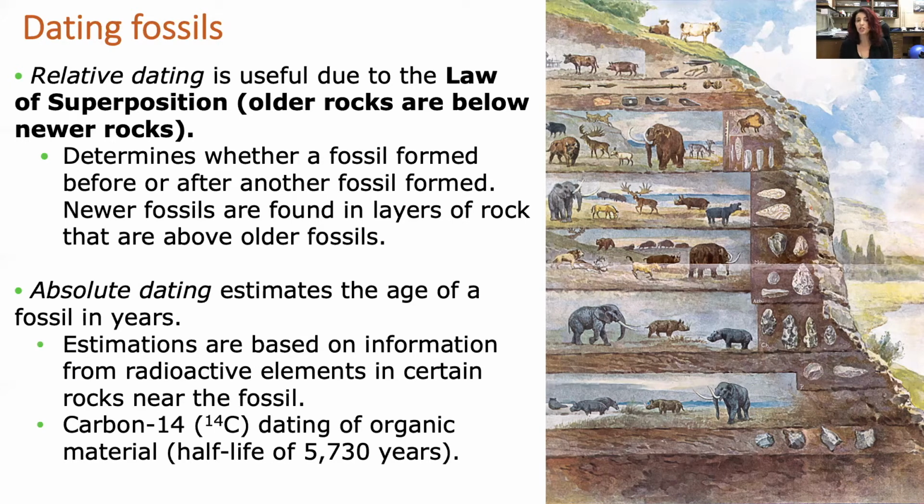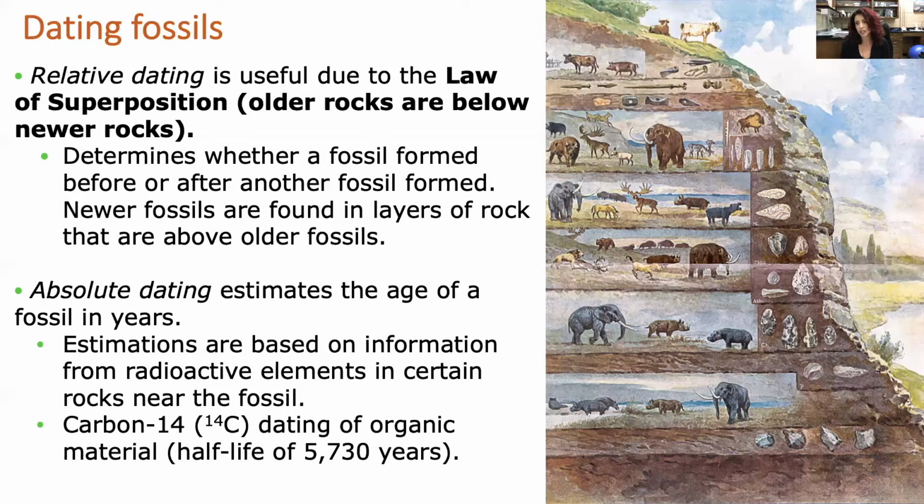In contrast to relative dating, we also have absolute dating measurements. These are estimates of the exact age of a fossil in years. So relative dating says older or newer, so it's more of a qualitative measurement, whereas absolute dating puts a number to it. It assigns a numeric value in years.